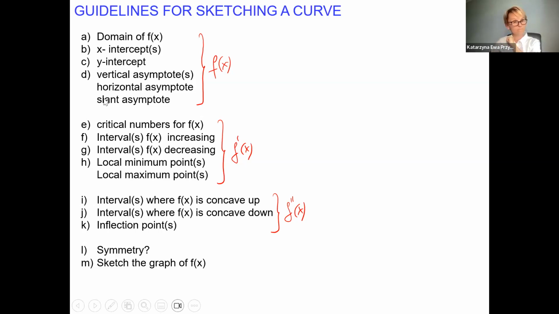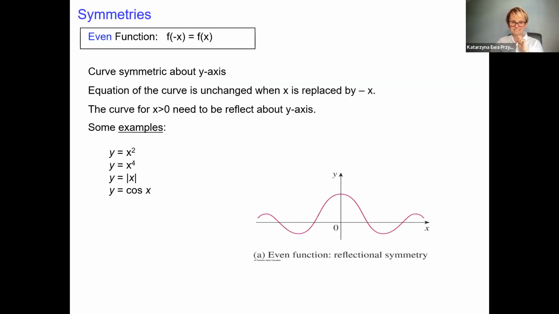Slant asymptote. And we didn't talk about that. I will talk about it before we start. I will talk a little bit about the slant asymptote. This section, we know everything. This section, we know everything. Okay, let's look at the slant asymptote. However, yes, I have this symmetry.